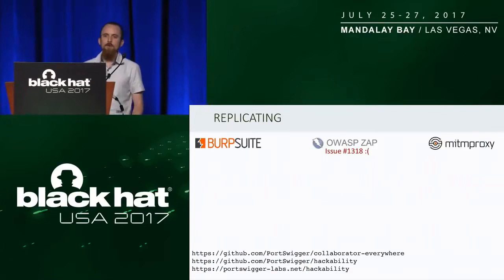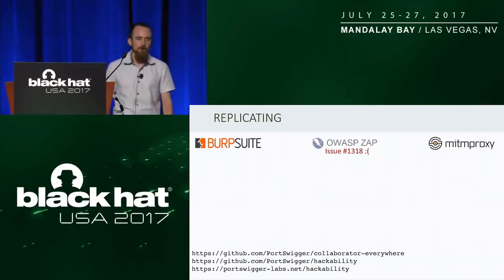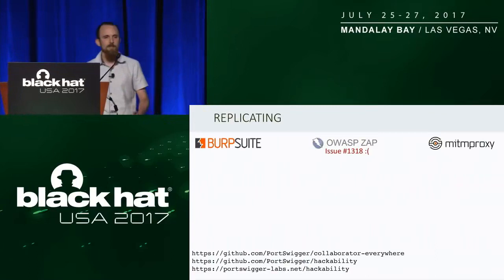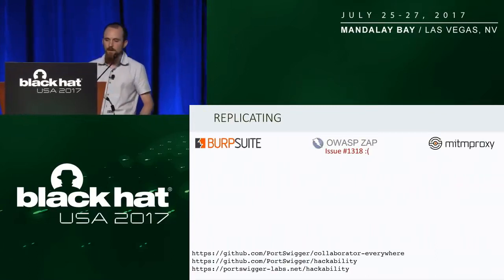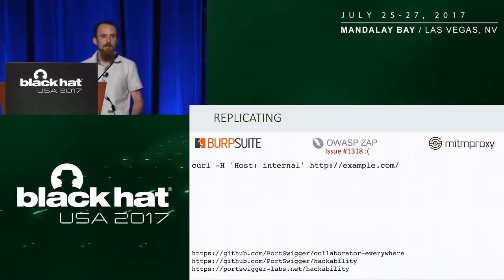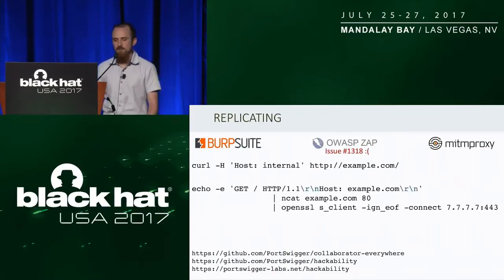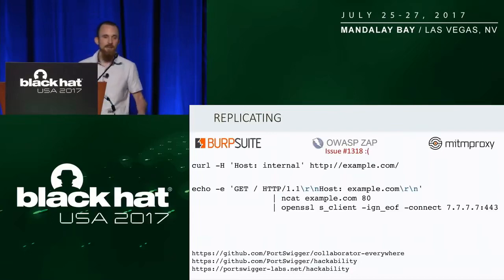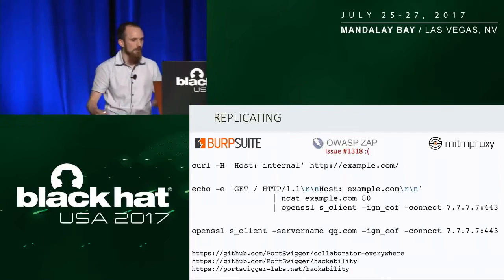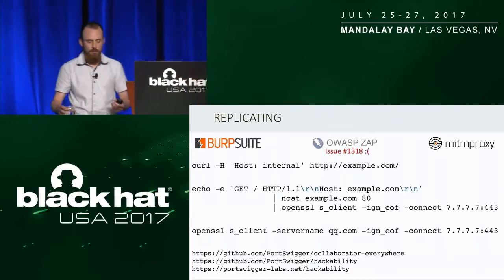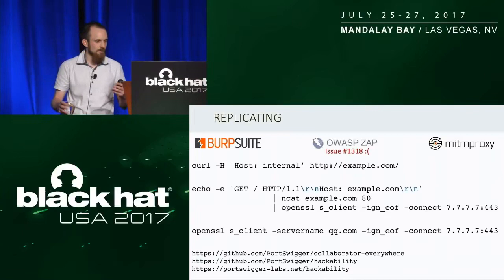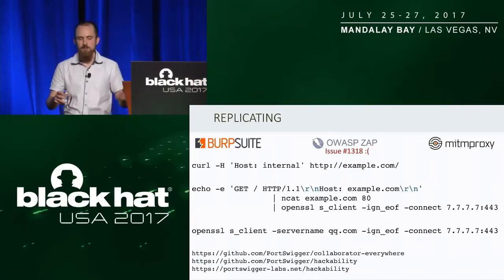Now, if you want to help your clients replicate these issues, they might not be familiar with any of these tools, so you probably want to give them some kind of shell command. You can use curl to replicate some of these attacks, but the ones that are more malformed, the more advanced attacks, can't be done using curl. So you'll have to use echo and then pipe that into ncat or OpenSSL as appropriate. Also, you may need to use the server name directive with OpenSSL to set the server name indicator field to make sure that it gets routed to the right place.